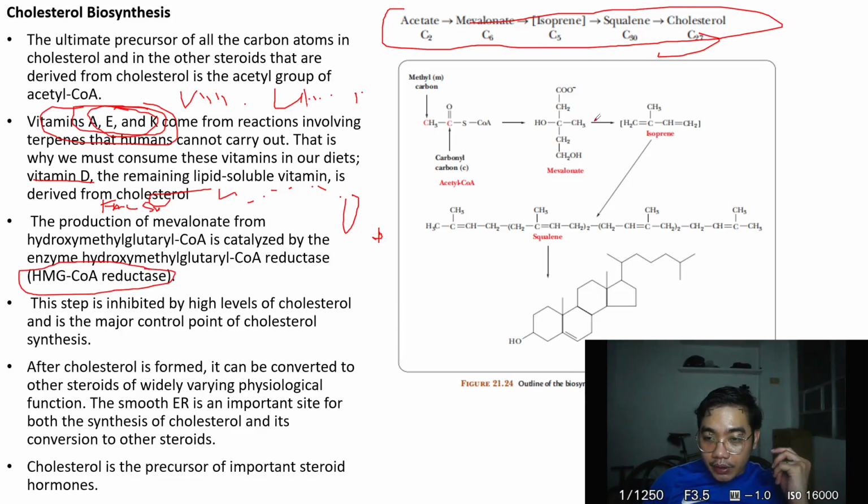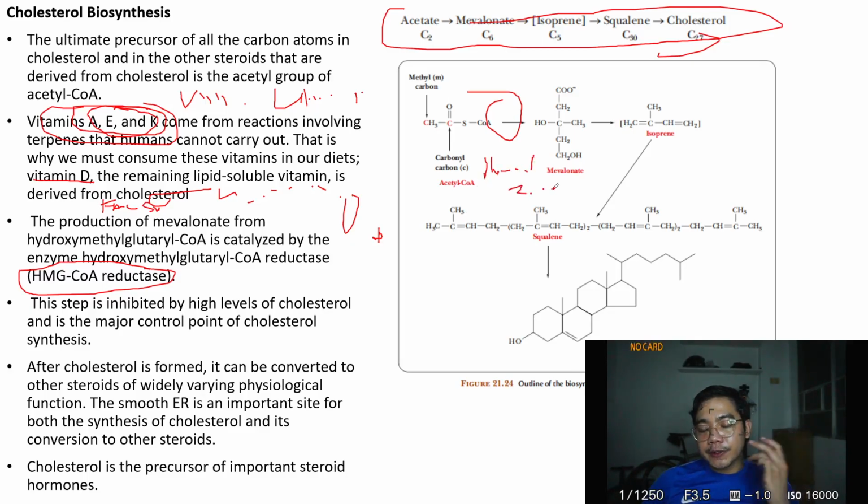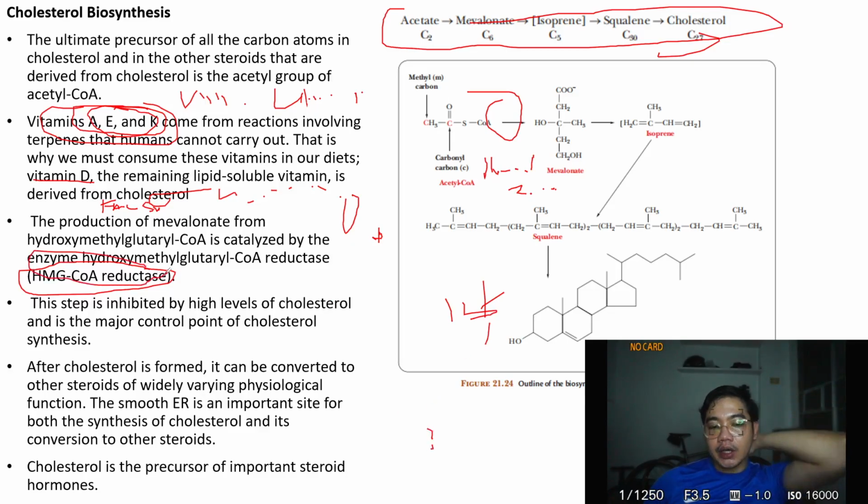Where is it here? This is where HMG-CoA reductase works, the slowest reaction. The slowest reaction in any type of chemical pathway is the rate limiting step. So HMG-CoA reductase is the rate limiting step of cholesterol synthesis.